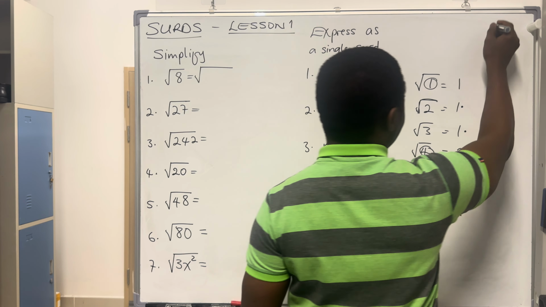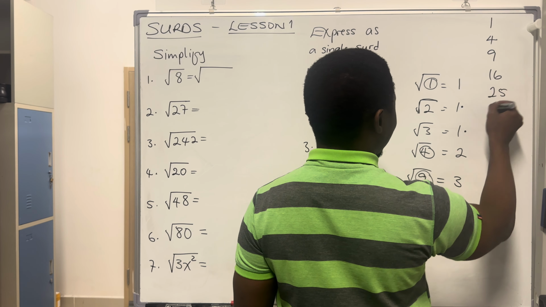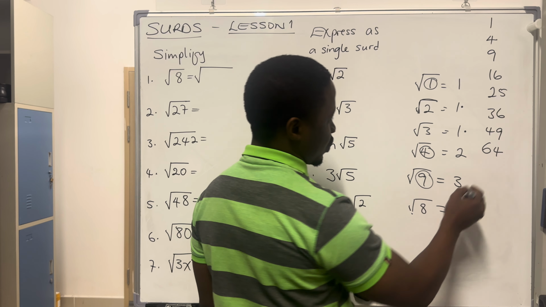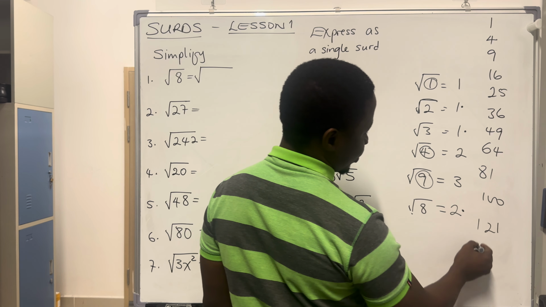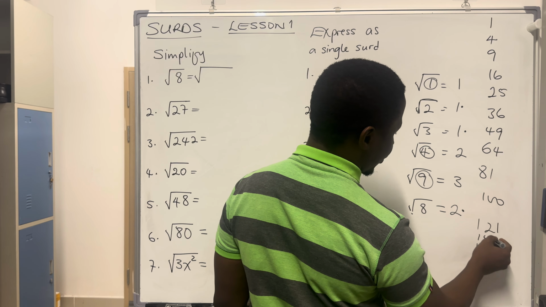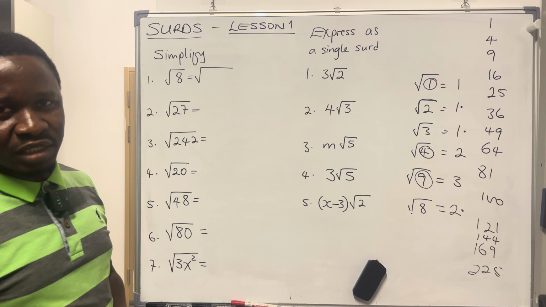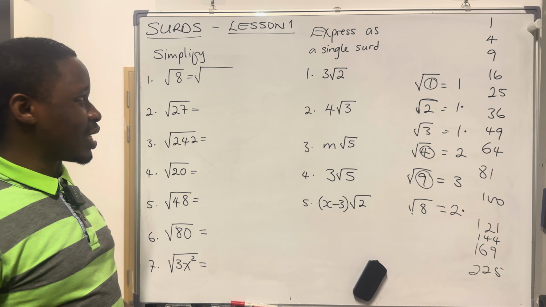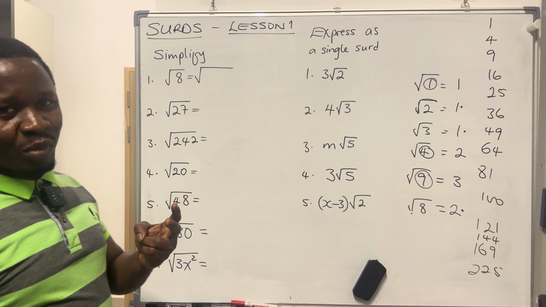The perfect squares are 1, 4, 9, 16, 25, 36, 49, 64, 81, 100, 121, 144, 169, 225. These are perfect squares. Why are they called perfect squares? Because their square roots are whole numbers. So we need two numbers we multiply to give us 8, but one of the two numbers must be a perfect square.